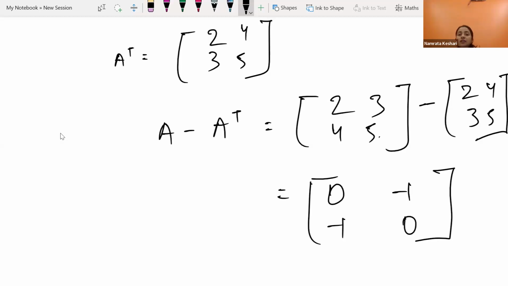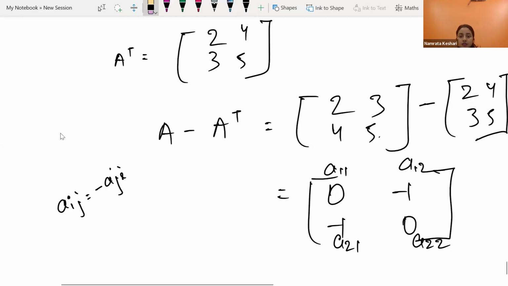In a skew symmetric matrix, Aij is equal to minus Aji. That is the definition of skew symmetric, right? So this is A11, A12, A21, and A22. Can you see? Yes. Wait, this has to be plus, because 4 minus 3 we have done, and since we are talking about skew symmetric, it has to be the negative.